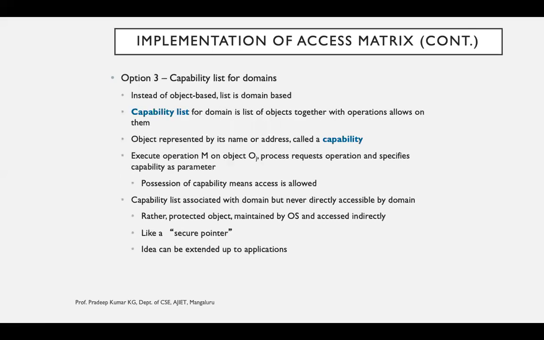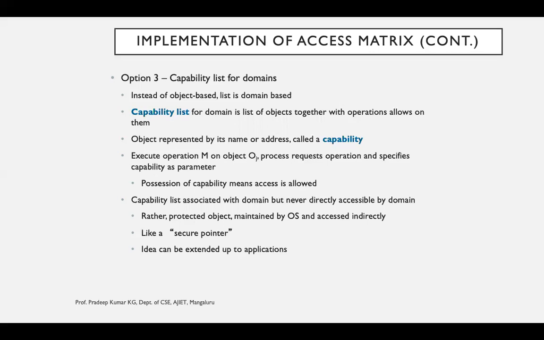Then the third option is the capability list. So, capability list for domains. This is the third one. The first one is the global table, which has three values, or triples: first the domain, then the object, then the set of permissions, or privilege or right set. The second one is the access list, where each object has its own access list. In that access list, we have the domain name or domain value and the rights set, nothing but permission.